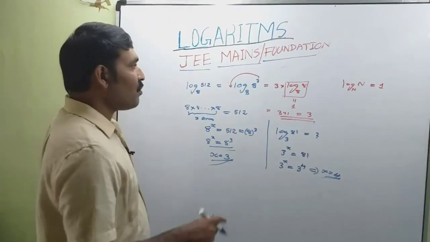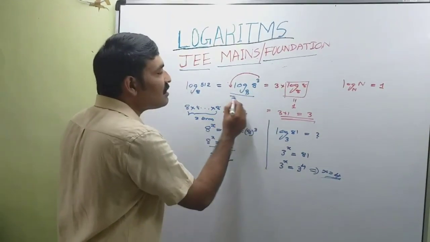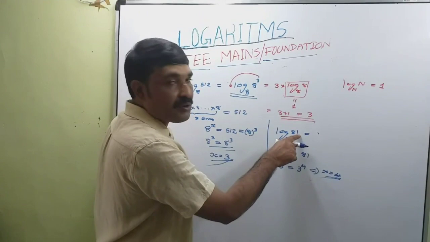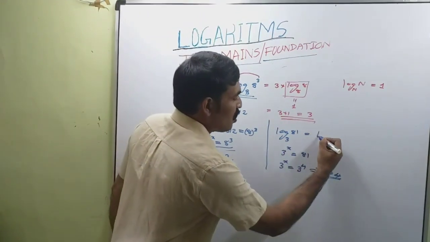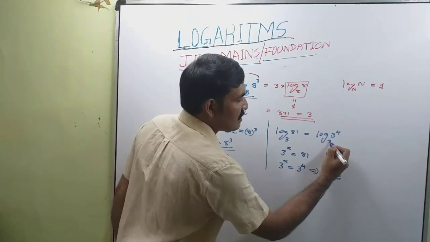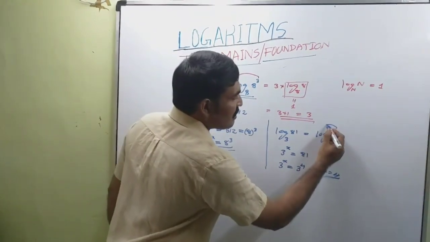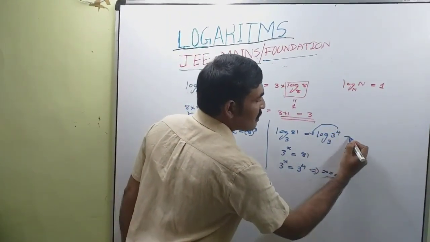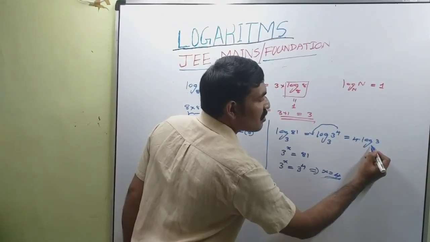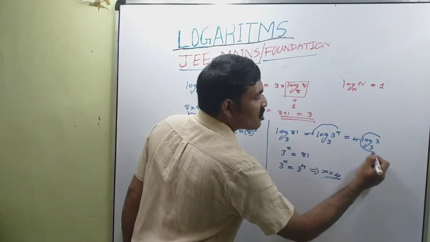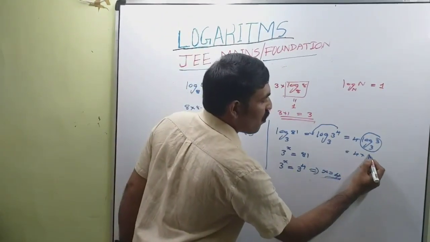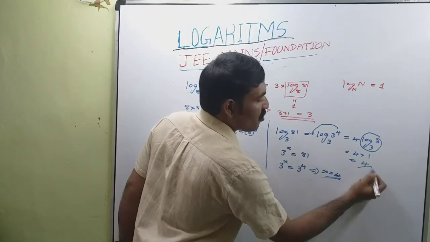Alright. Now by using this technique, we can write log 81 to the base 3 is equal to log of 3 raised to 4 to the base 3. Now this 4 will jump to here. So that is equal to 4 into log 3 to the base 3. And the value of this term is equal to 1. So this is equal to 4 into 1, that is equal to 4.